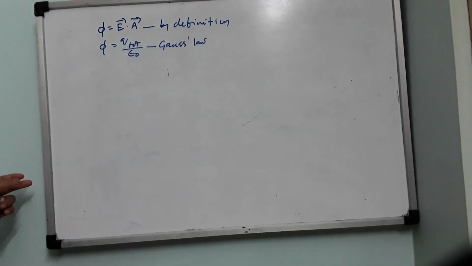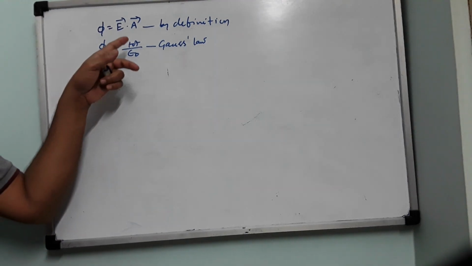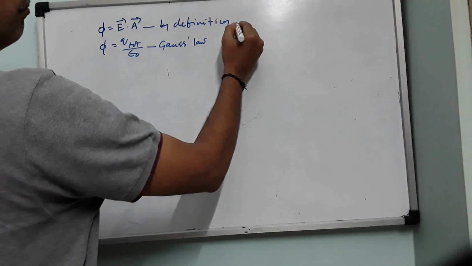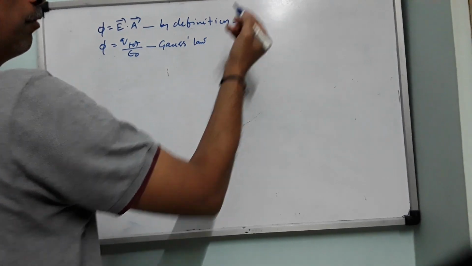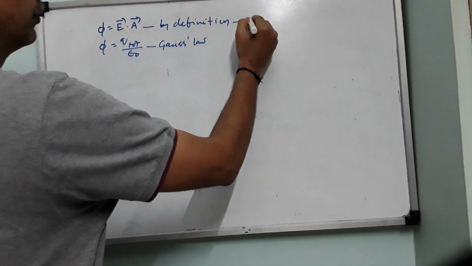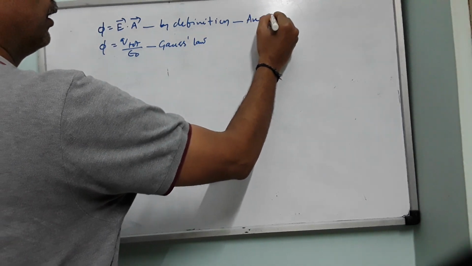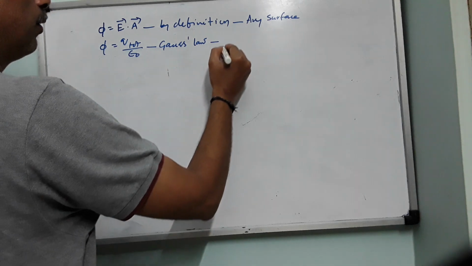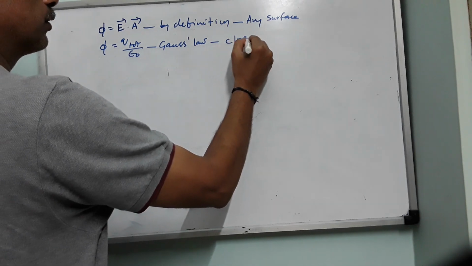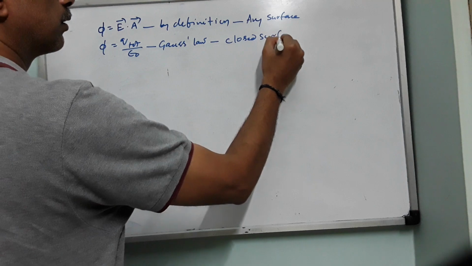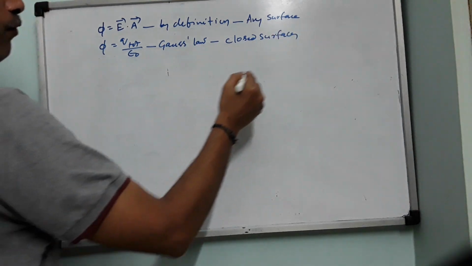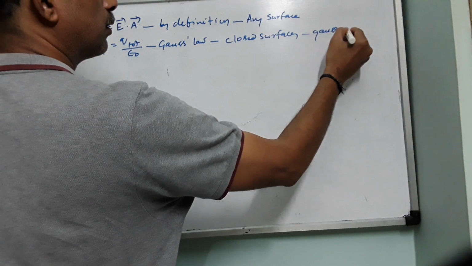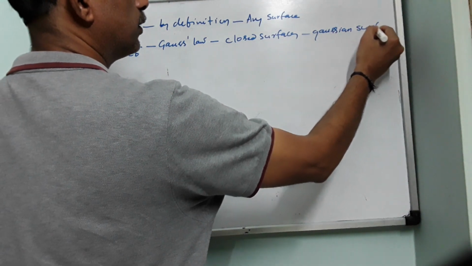Now the difference between these two equations is that this one is applicable to any surface, maybe open or closed. But this one is applicable only to closed surfaces. And all these closed surfaces we call Gaussian surfaces.